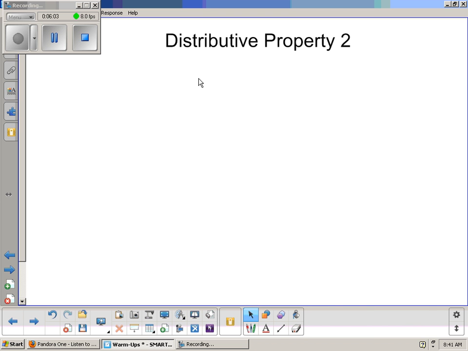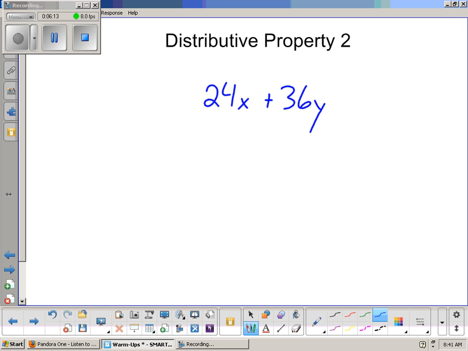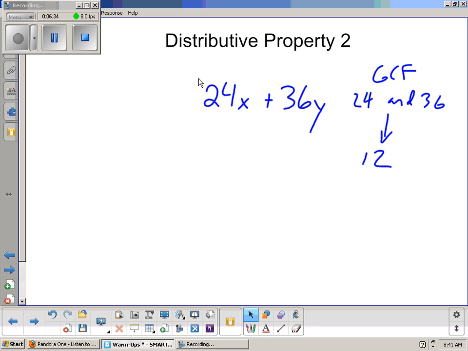On the review sheet that I sent home for your Friday test, they had the numbers 24, and I'll just put an x there, and 36, right? So if I have 24x plus 36y, the actual problem on your review sheet was to find the GCF of 24 and 36. Hopefully you remember that the GCF of these two numbers is 12. If it's not ringing a bell, you can pause the video right now and do the math yourself. But so we can rewrite this.